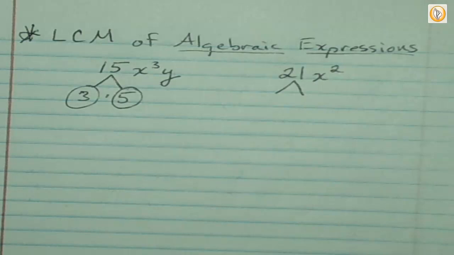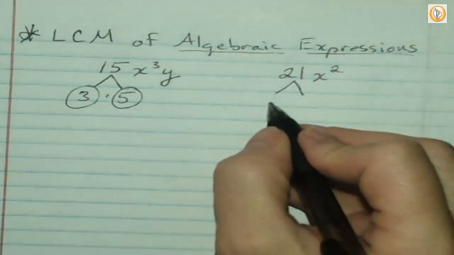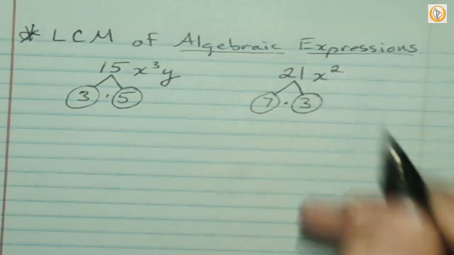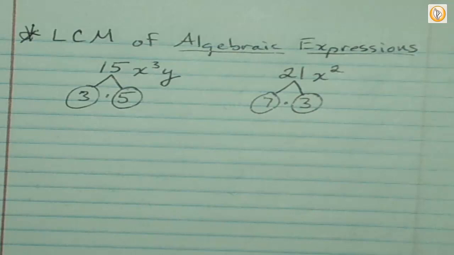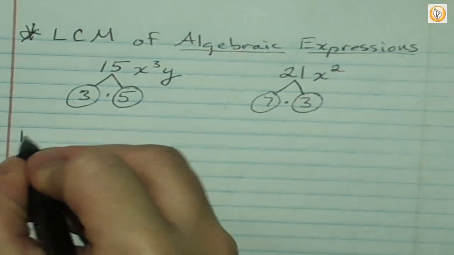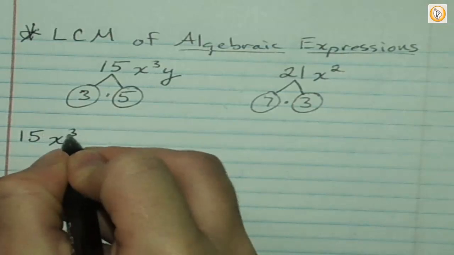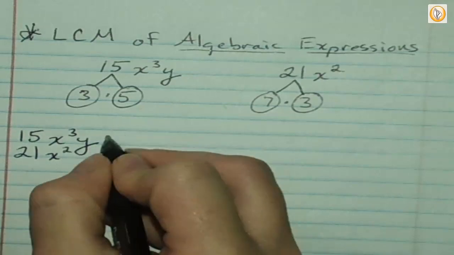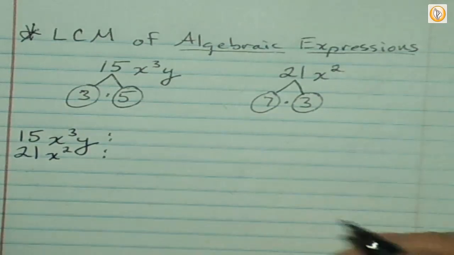Okay, let's see. Michael, what two numbers, when multiplied, give me 21? 7 times 3. Circle them because they're both prime. Do we need to do a factor tree for the letters? No. We didn't in greatest common factor, so we don't have to now. So down here, I'm going to write out the prime factors, just like when we did greatest common factor.